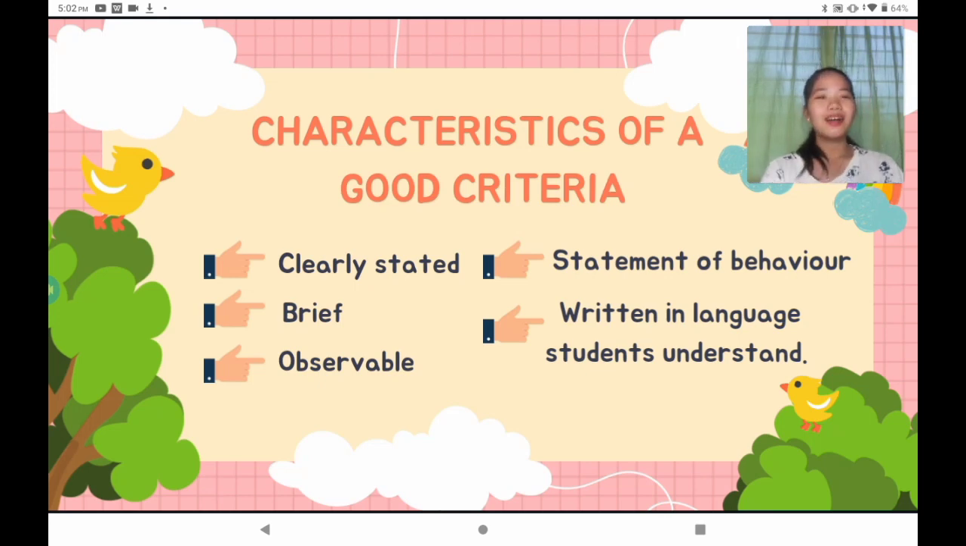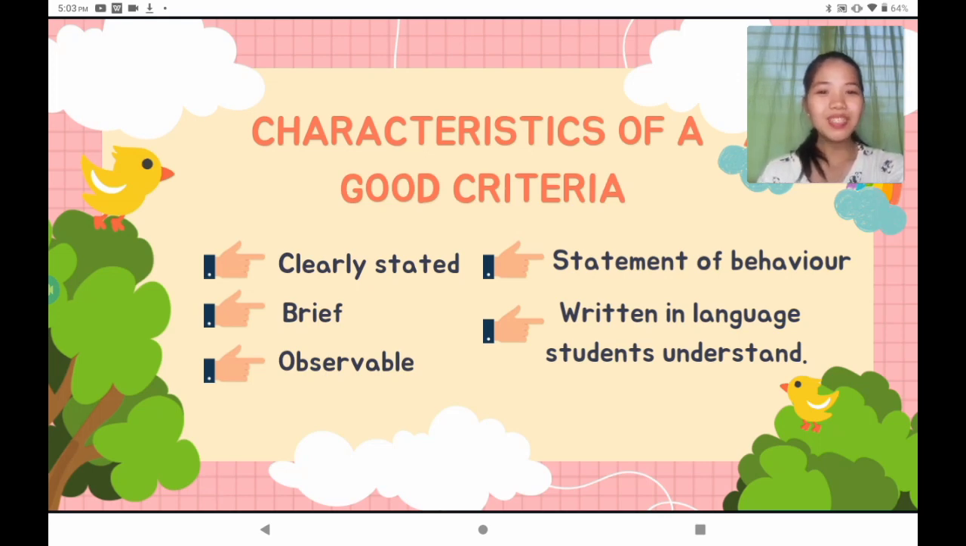Okay, so nakuha na ang characteristics sa good criteria. Before we proceed, let us enumerate again the 5 characteristics of a good criteria. Again, it should be clearly stated, it should be brief, it should be observable, there should be a statement of behavior, and the language you use in writing the criteria must be understandable on the student's part.